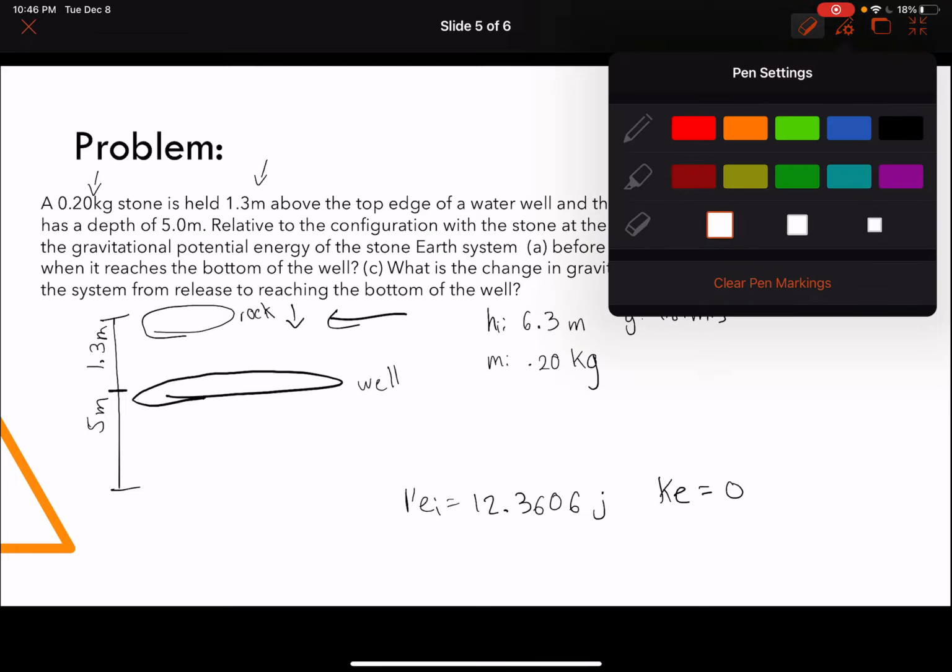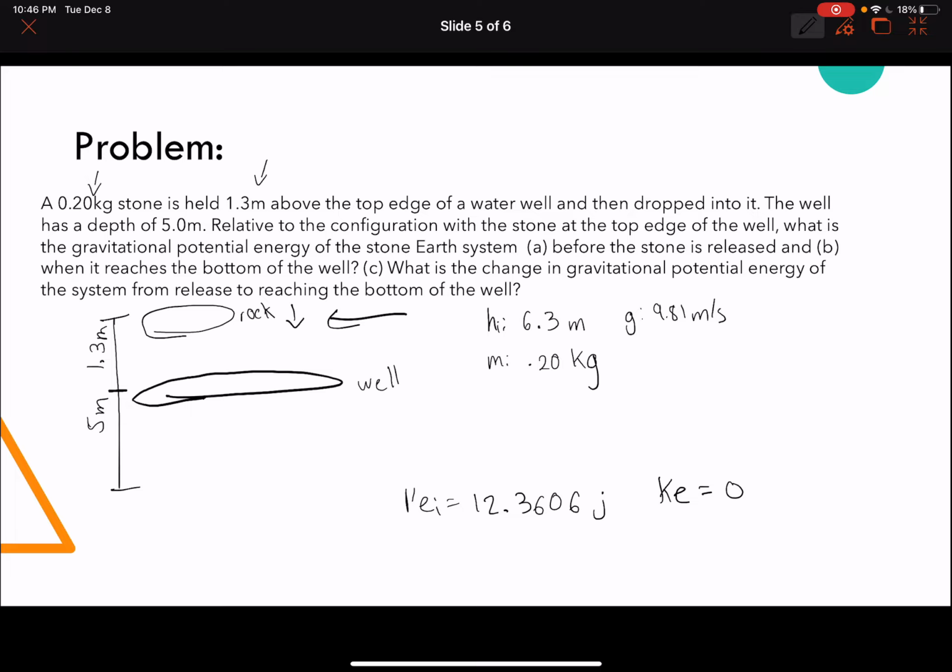Okay, now we are asked to calculate, we have part A, before the stone is released, and then when it reaches the bottom of the well, what is the potential energy going to be like? So when the rock just travels all this distance and just reaches the bottom, it's going to have a 0 height, so it's going to be at 0 meters. And then the mass and the gravity, they're not really going to change. So we can just straight go ahead and plug that into our formula right here.